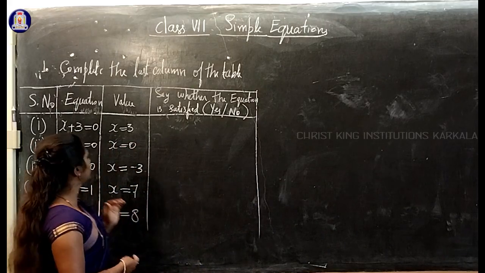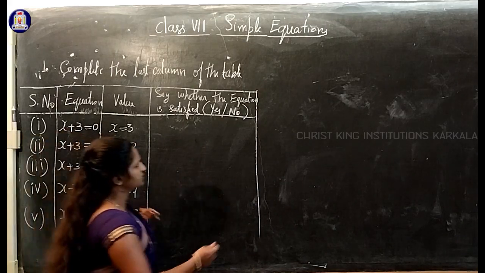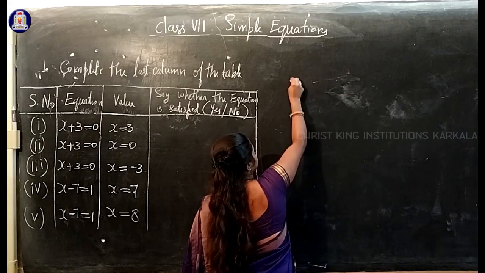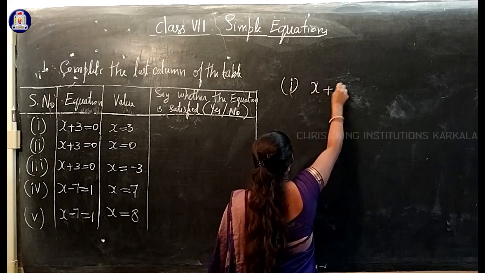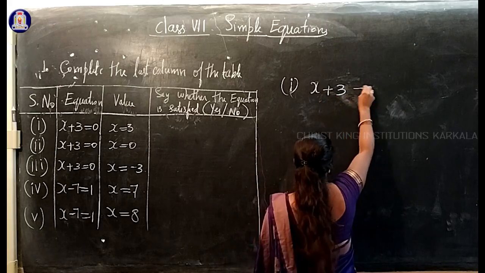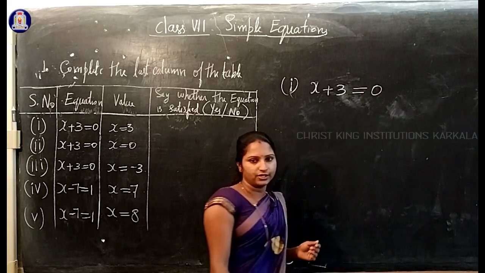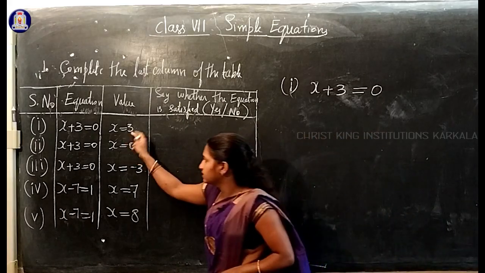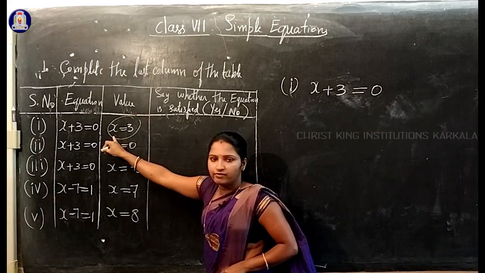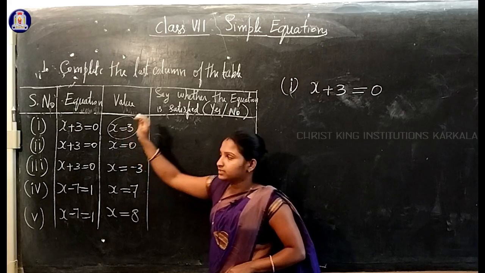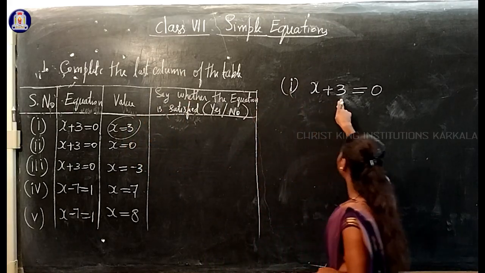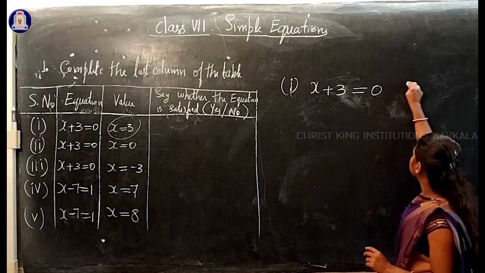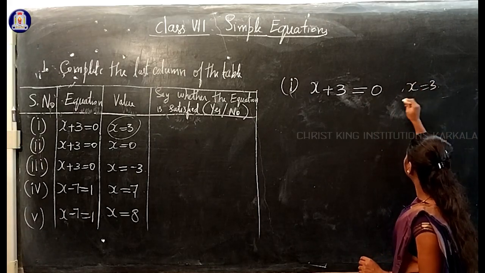Okay? First we will see how to check whether an equation is satisfied or not. First one: x plus 3 is equal to 0. The value of x is 3. Okay? The value of x is 3. The equation is x plus 3 is equal to 0, so x is equal to 3. This is given in the question.